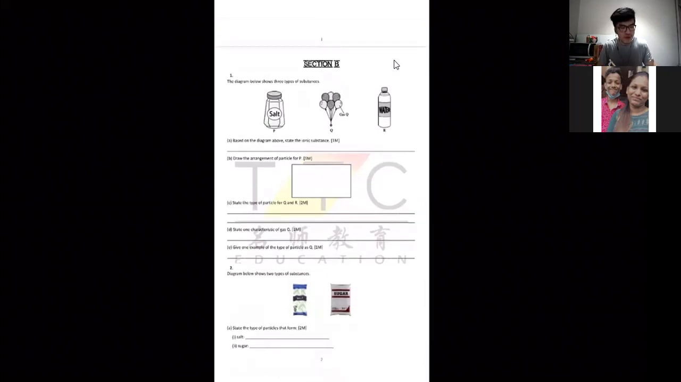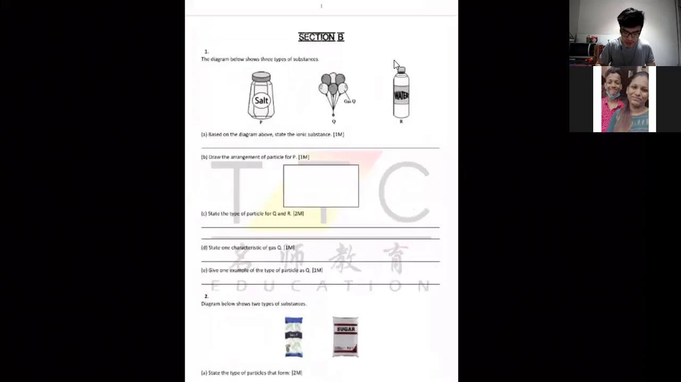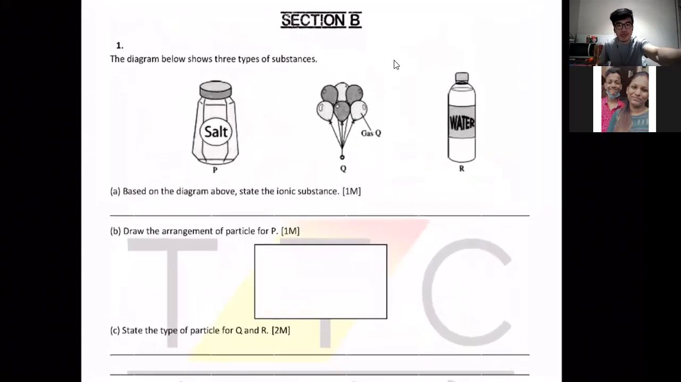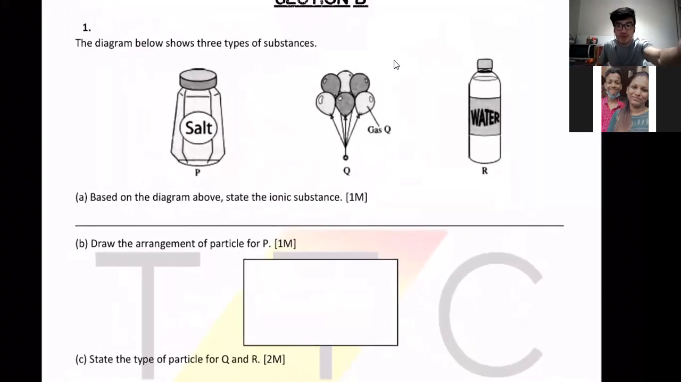So I hope you have your November notes ready. You should already receive it by now. If you don't, then you can just copy down the answer first, or you can screenshot the answer first. You can put it into your notes later. All right, so let's begin.